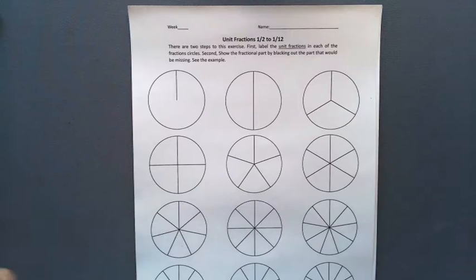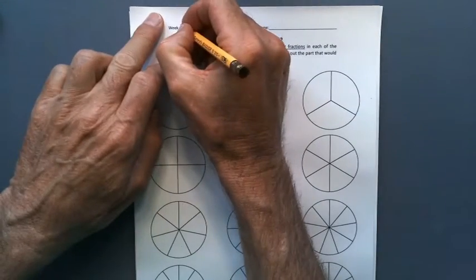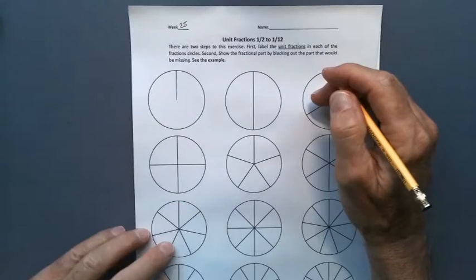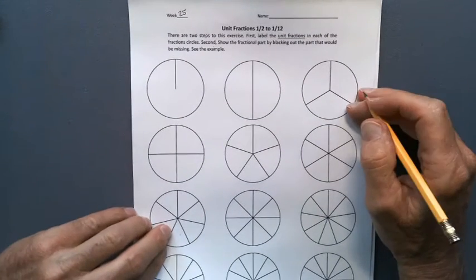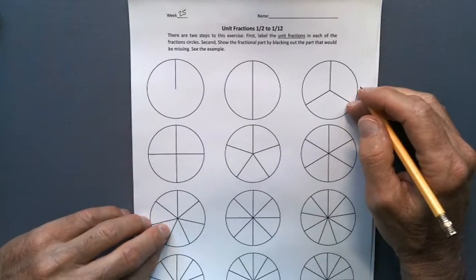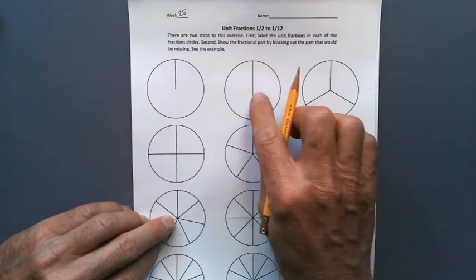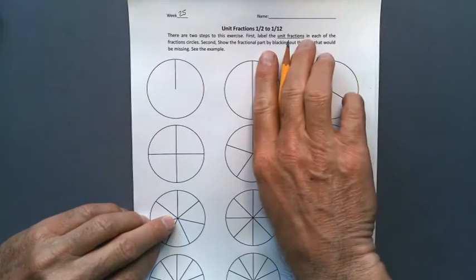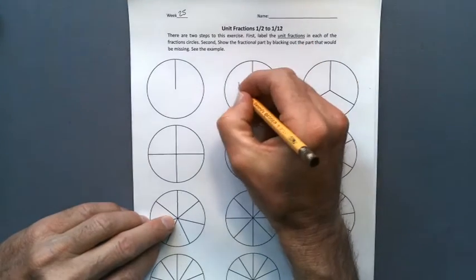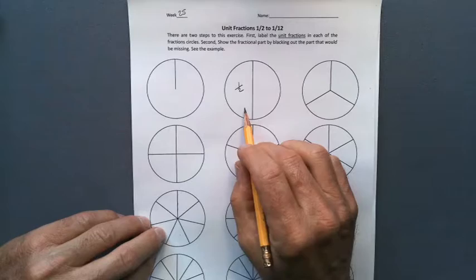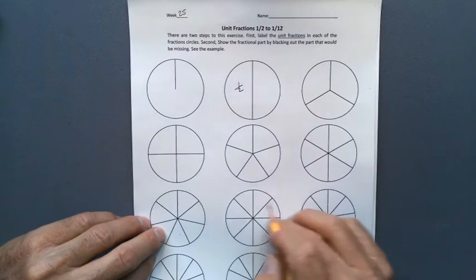Here we are with unit fractions, week 25. And if you remember from last week, a unit fraction is the smallest amount of a fraction, and still have that same fraction. So here, the smallest amount we could have is a half. If we get any smaller than a half, we're going to be into different sizes.